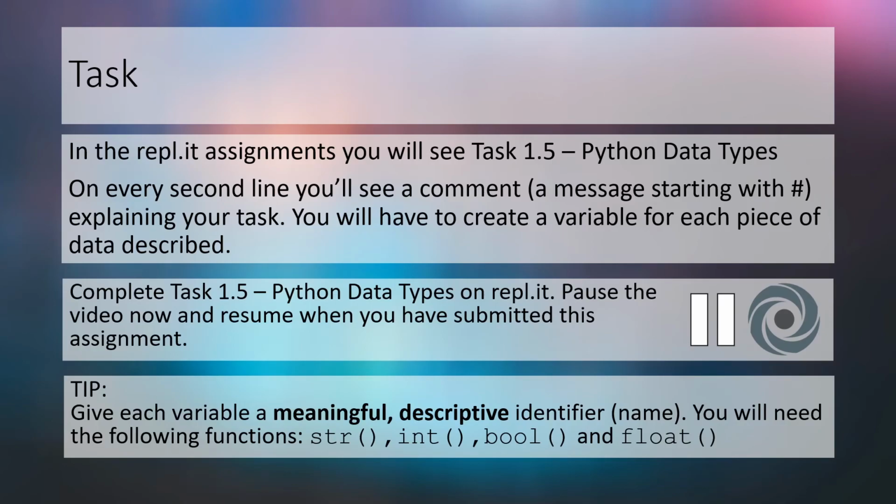Now it's over to you for a coding task. On your Replit assignments, you will see an assignment called Task 1.5 Python Data Types. Create a suitable variable under each comment. Pause this video and resume when you have handed in the assignment on Replit.